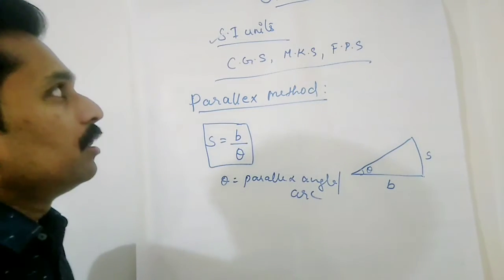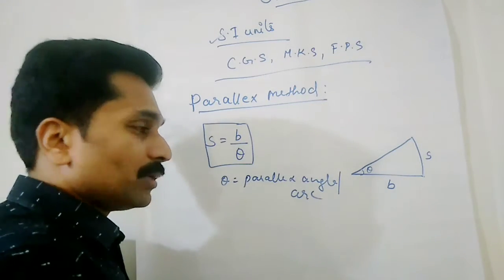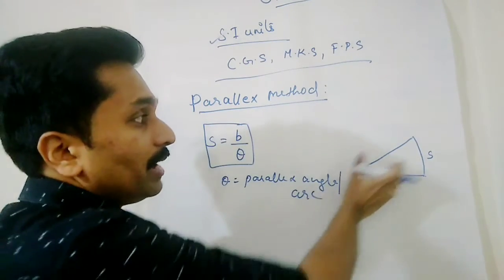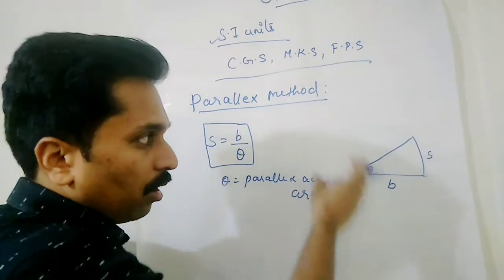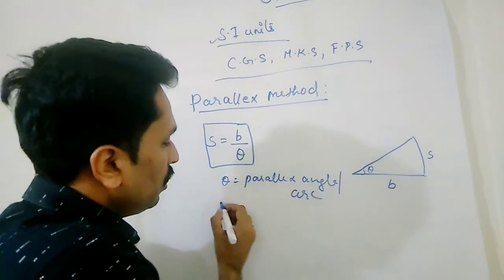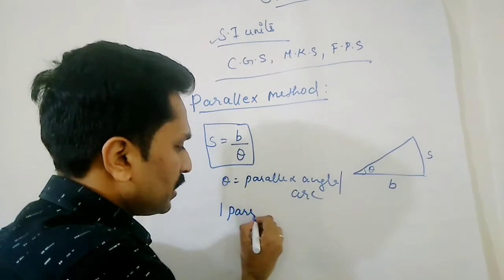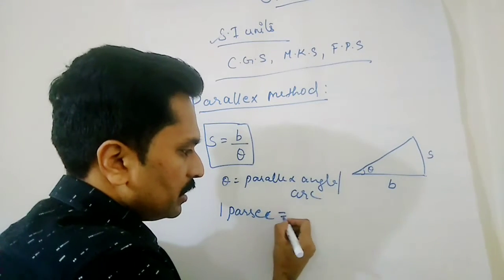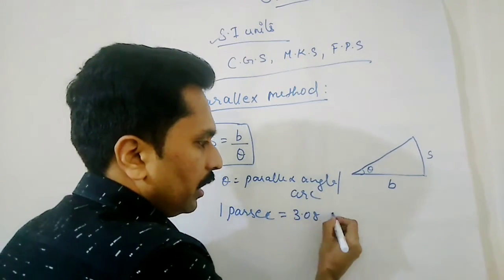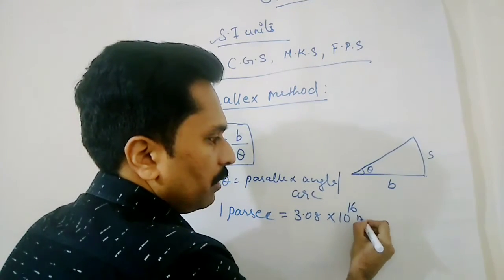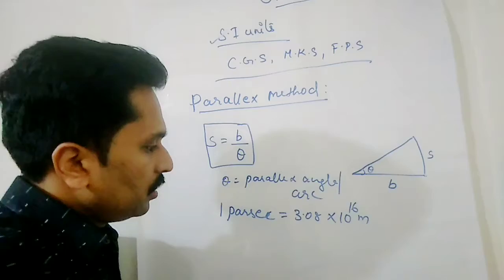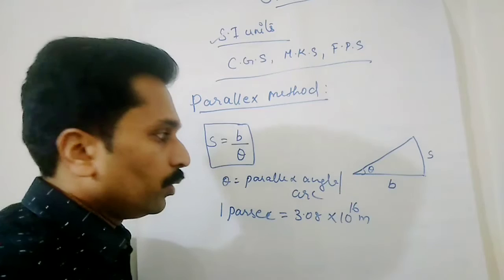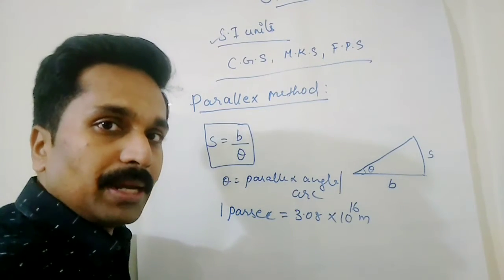Fine. Before going to recapitulate the parallax method, I will tell you one more thing. To find the distance, we use the unit called 1 parsec. And 1 parsec is equal to 3.08 into 10 to the power 16 meters.